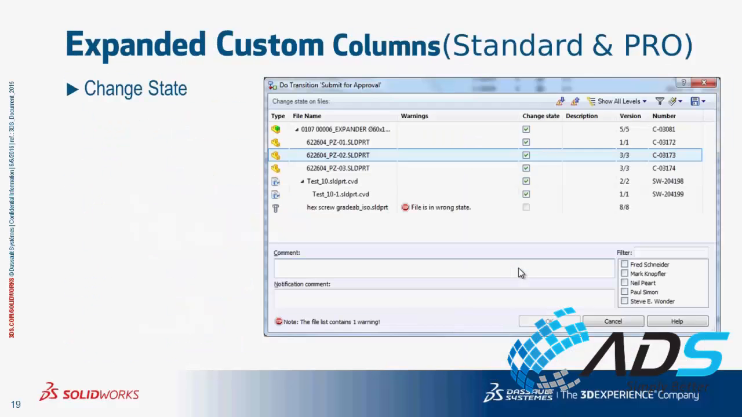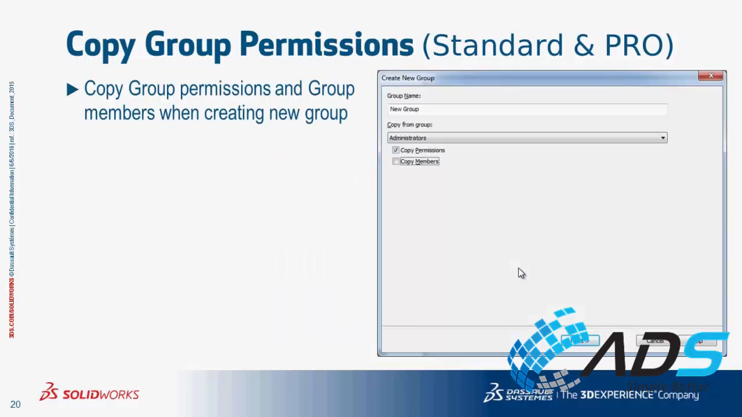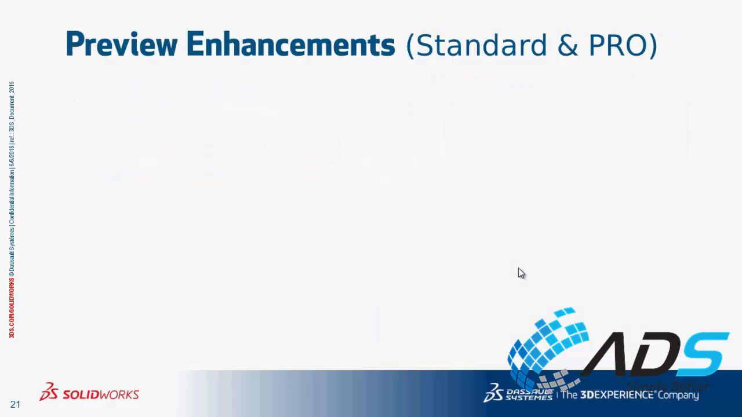Expanded custom columns, change state. This was actually added to 2016 SP3. We had it for all the other dialogs, but we weren't able to put it into the change state dialog and the get dialog. So in 2017, it does add the get dialog, and like I said, change state was added to 2016 SP3. Copy group permissions, pretty straightforward. When you create a new group, either from Active Directory or from PDM logins, you can copy the permissions as well as the members. So setting up a new group based on another one will be very easy, which is very hard to do today.